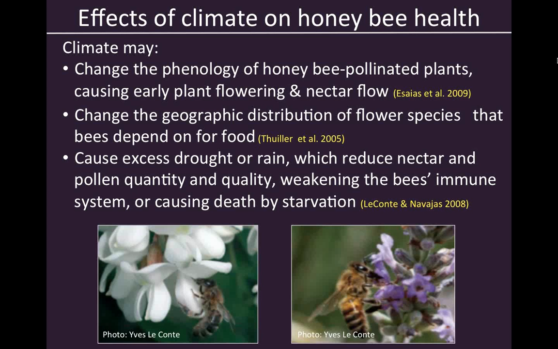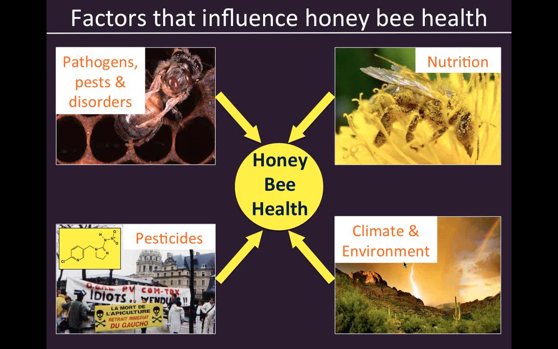Climate can cause excess drought or rain, which can reduce the nectar and pollen in quantity, like it happens in some areas in France. So if you have excessive drought, the flowers will stop producing nectar that is collected by bees normally in that area at that time of year. Or it can do the opposite. If there's too much rain, the rain can wash off the nectar that is being produced by the flowers, causing basically the same effect, no nectar for the bees, causing death by starvation.